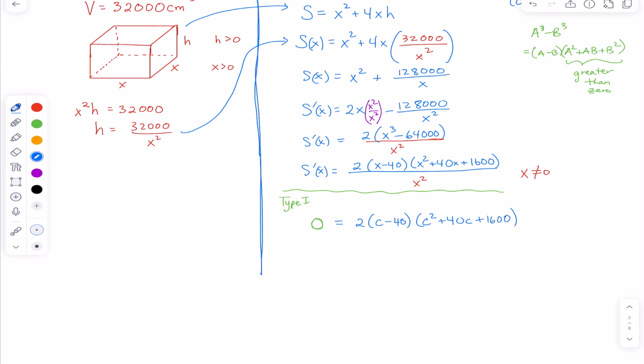There are three factors that multiply to get you 0. Two of them cannot be 0. Remember that the 2 can't be a 0, and this factor here cannot be 0, because in your formula for the difference of two cubes, this here is always greater than 0. So the only thing left to solve for is this last factor here, c minus 40 is equal to 0. That means our critical number, and our only critical number, is actually 40 centimeters.